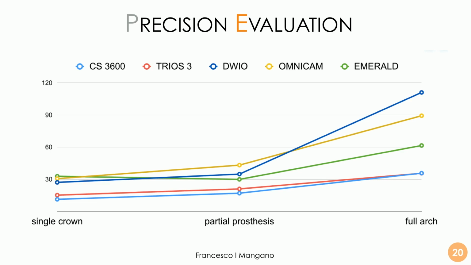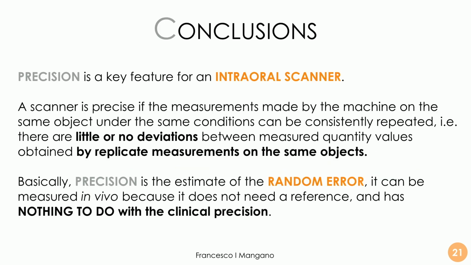So some scanners are more precise than other scanners. There are statistically significant differences among the different scanners, and some machines like the 3600 from Kestrel Dental and Trios revealed higher precision when compared to the other scanners. And precision is a key feature for an intraoral scanner, because it's not only about trueness, also repeatability of the results is key.